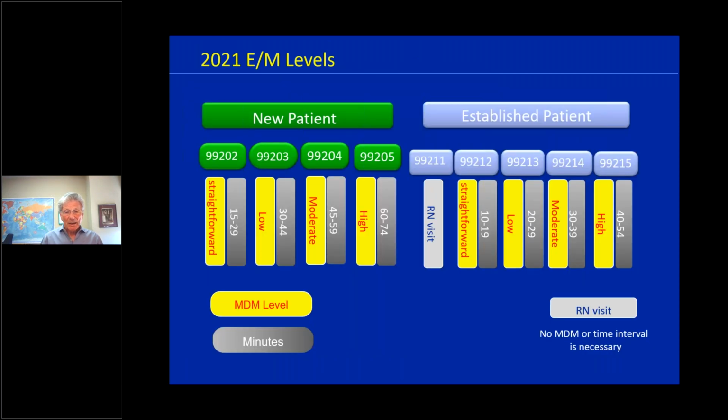Next slide. Okay, and here's another way, a quick summary of all this. For a new patient, we have E&M codes between 99202 and 99205. What's in yellow is the level of medical decision making. What's in gray is the number of minutes. And the same for established patients. The only one we haven't really talked about so far is the 99211, which is an RN visit without a clinician being involved. That one hasn't changed. All right, next slide.